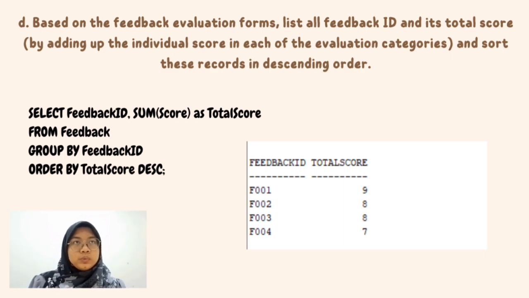Question D asks us to list all feedback IDs and their total score by adding up the individual scores in each of the evaluation categories, and sort this record in descending order based on the feedback evaluation form. So for the SQL query, we can write it like this: select feedback_id, sum(score) as total_score from feedback, group by feedback_id, order by total_score descending. And then the result will come out like this.